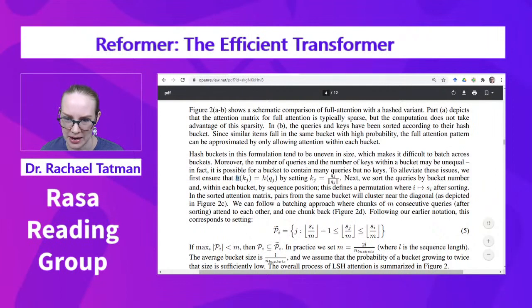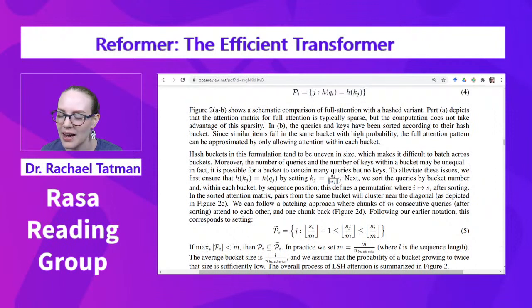Next, we sort the queries by bucket number, and within each bucket by sequence position. This defines the permutation S after sorting. I see. I don't know what that means.